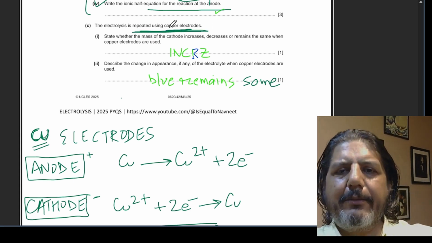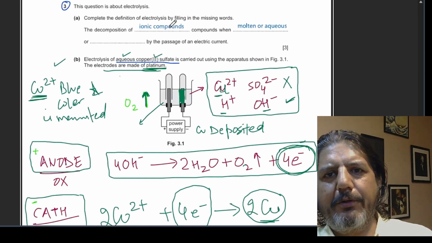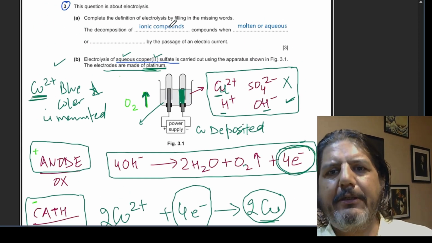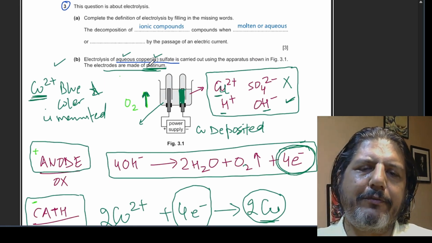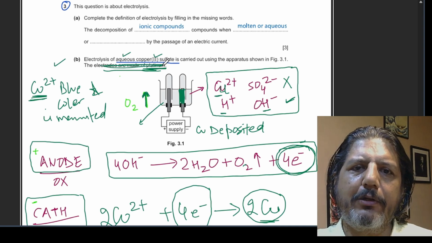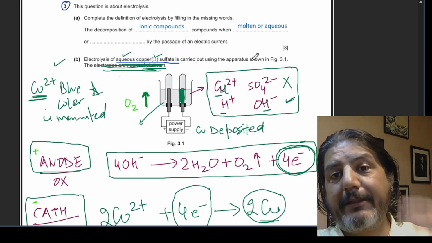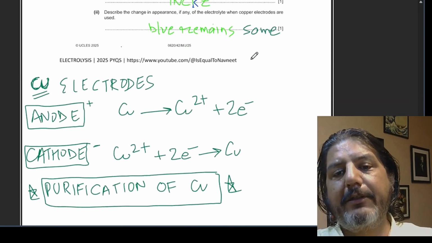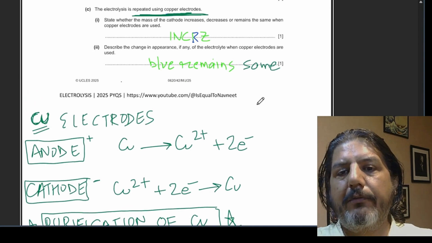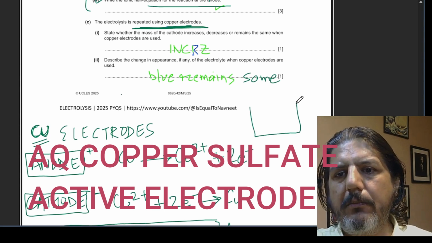So now what is happening is that we have a solution of aqueous copper sulfate. We have a solution of copper sulfate, but instead of the electrodes being inert, now we are using electrodes which would be active. So we will have a setup like this. I'm making a rough figure here.